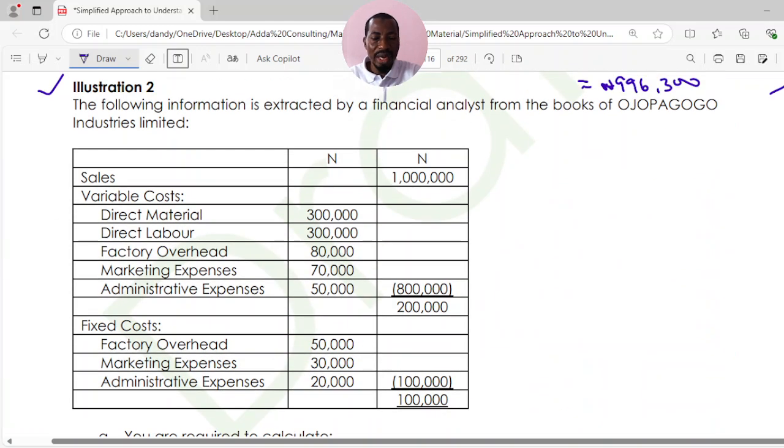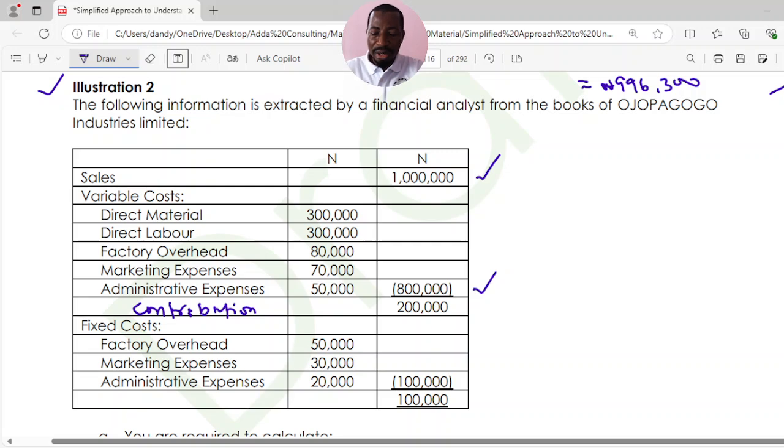What information do I have to calculate my PVR, profit volume ratio? In this question, there is no number of units. I'm not given selling price. All I have is total sales. I also have total variable cost of 800,000. Therefore, the difference between total sales and total variable cost will give us contribution of 200,000. So this 200,000 represents contribution.